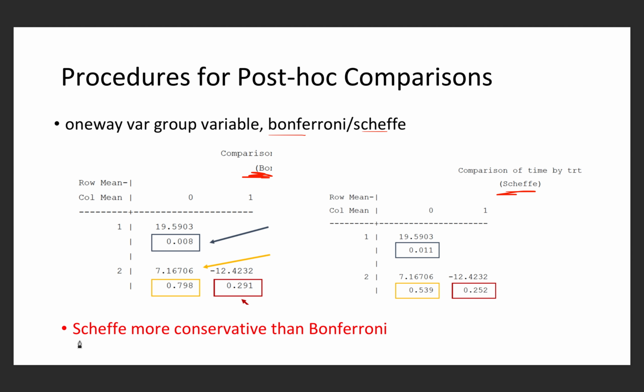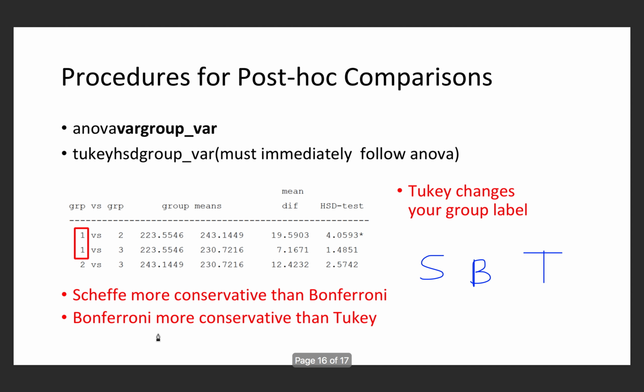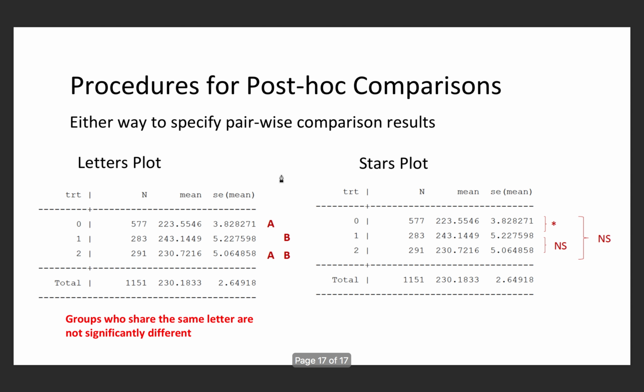A fun fact you should know is that Scheffe is more conservative than Bonferroni, and Bonferroni is more conservative than Tukey. So with one it's really easy to reject, with another it's less easy, and with the last it's even less easy. Either way, you can specify the pairwise comparison result. This is a ladder plot, and this is a star plot.